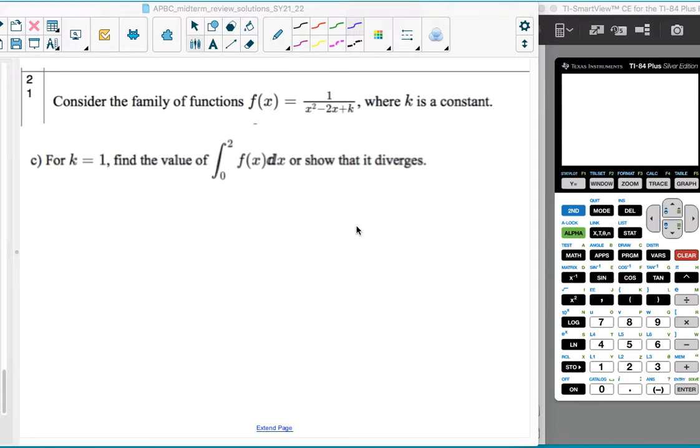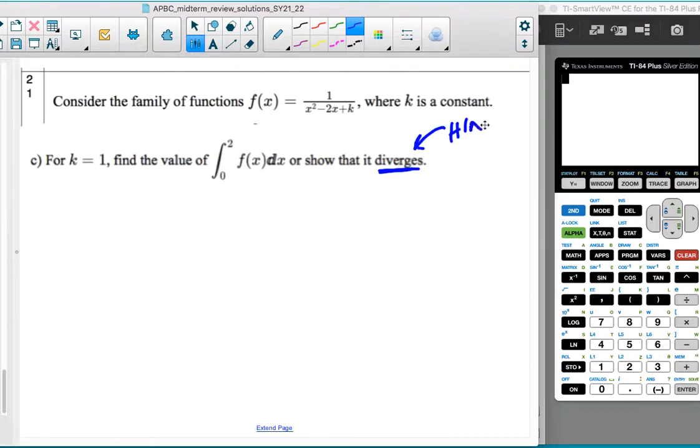All right, this is APBC Calc. We're doing midterm review, and this is for your response 21C, which is non-calculator. So now we're given a different value of k, and we're asked to find an integral or show that it diverges. Well, this is a hint that it might be improper.